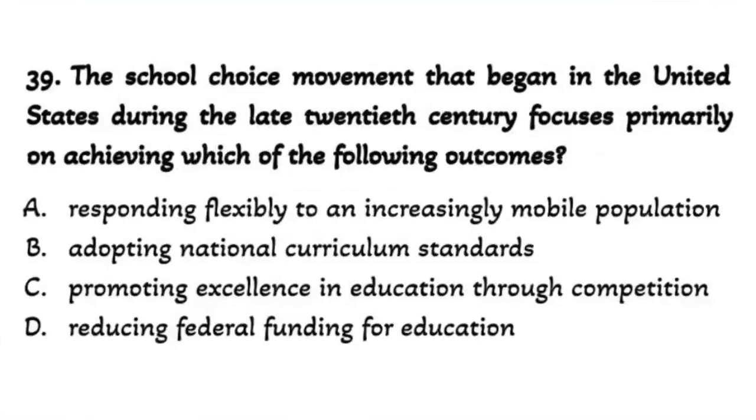39. The school choice movement that began in the United States during the late 20th century focuses primarily on achieving which of the following outcomes? A. Responding flexibly to an increasingly mobile population. B. Adopting national curriculum standards. C. Promoting excellence in education through competition. D. Reducing federal funding for education.